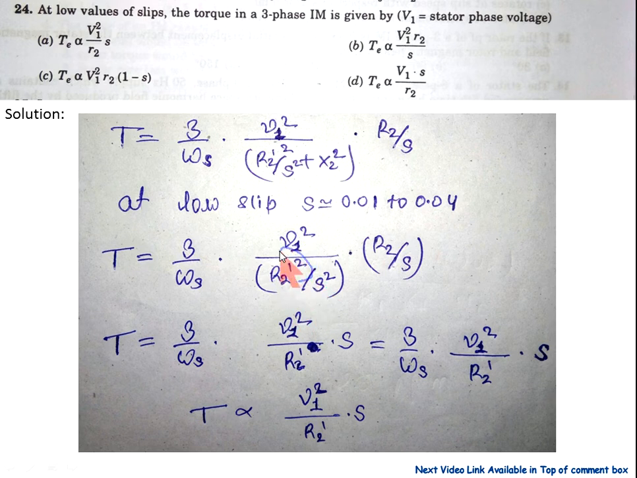Now by neglecting that X2, we get V1 divided by R2 divided by S, multiplied by S2. So the torque is directly proportional to V1 square divided by R2 multiplied by S. So the correct answer is option A.